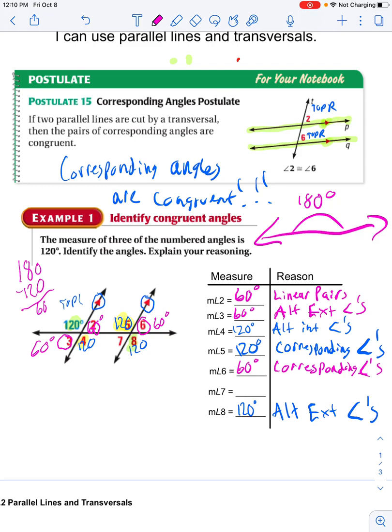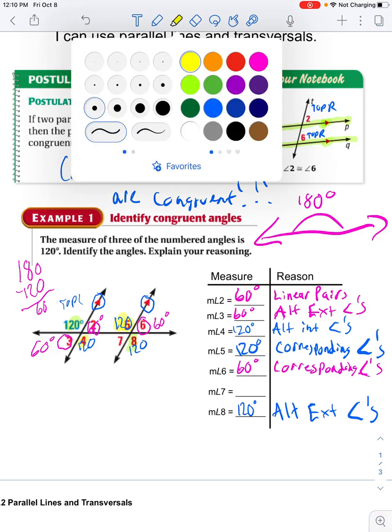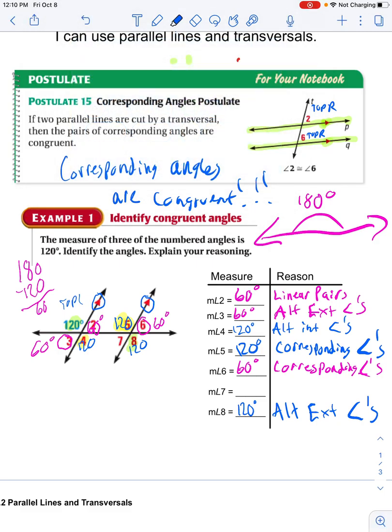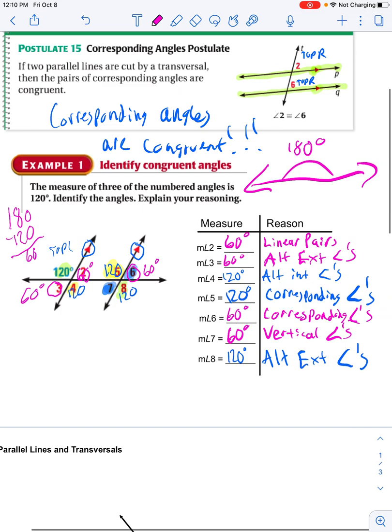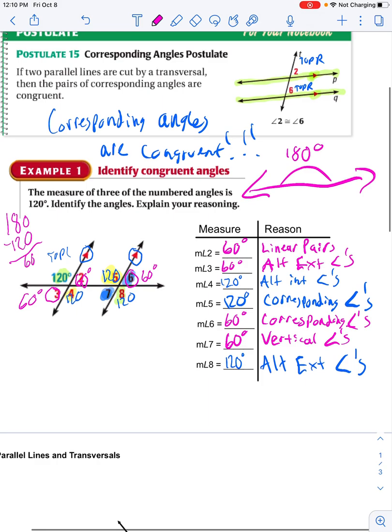And there's a lot of ways to figure these out. I'm going to say that angle 6 and angle 7 are vertical angles. Do you guys remember vertical angles? The important thing about vertical angles is vertical angles are congruent. So if angle 6 is 60 degrees, angle 7 is 60 degrees because of vertical angles. We could also say angle 7 by alternate interior angles, which we say is AIA for short.